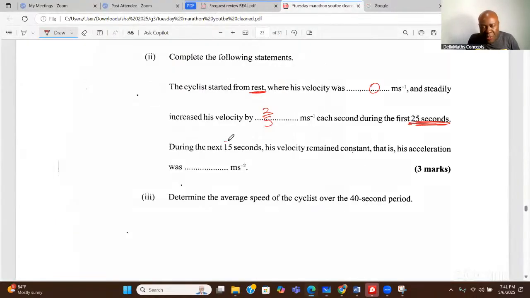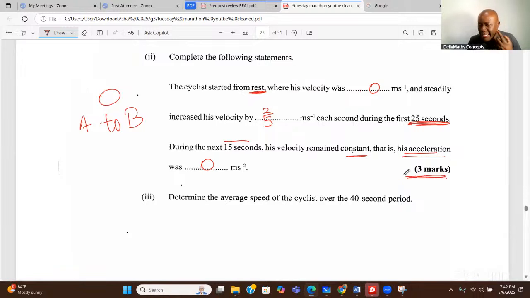During the next 15, which was the A to B, which was 0 gradient, its velocity remained constant. The velocity would remain constant because you're not increasing or decreasing in your speed. You're maintaining. It's like you're up on the highway and you're at 80 and you're just cruising now. All right? That is, its acceleration was 0. You were not accelerating because you were not going faster or even slowing down. So then you are at 0 meters per second squared.